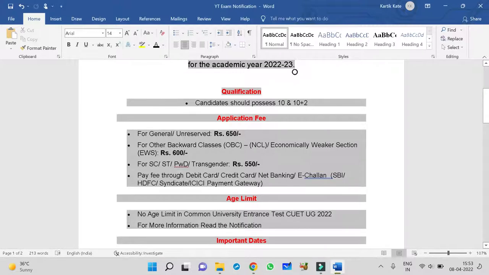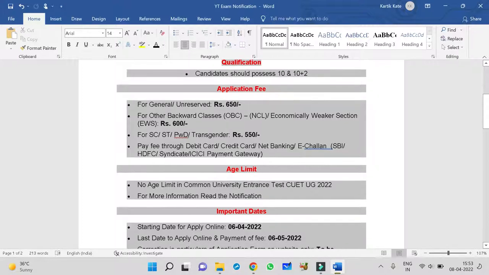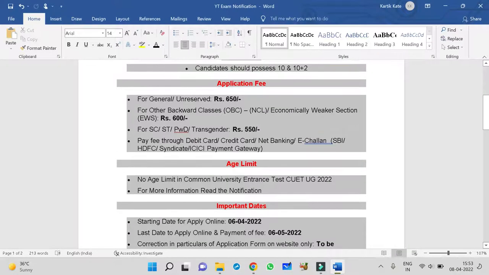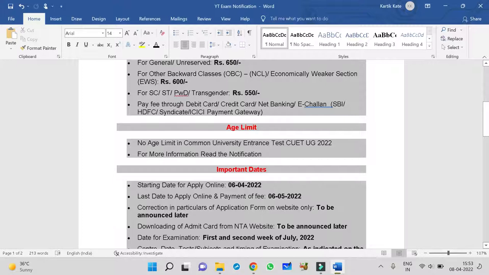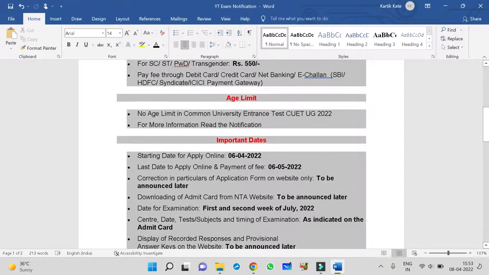About the application fees, for general merit or unreserved it is 650, and for OBC NCL and economically weaker section EWS, they have to pay 600 for the application. SC, ST, PWD and transgender have to pay 550 rupees. Payment can be through debit card, credit card, net banking and e-challan. These are the payment options. There is no age limit for this Common University Entrance Test. Anybody can apply.